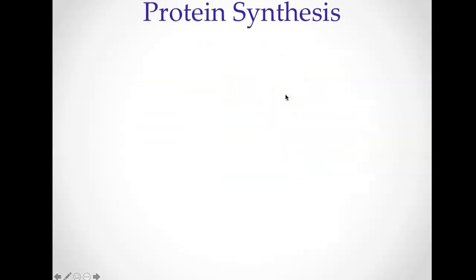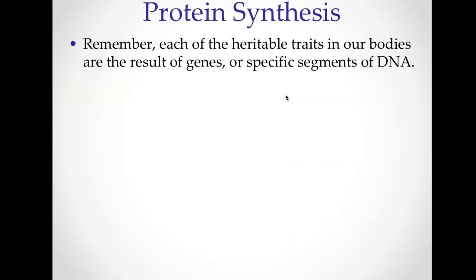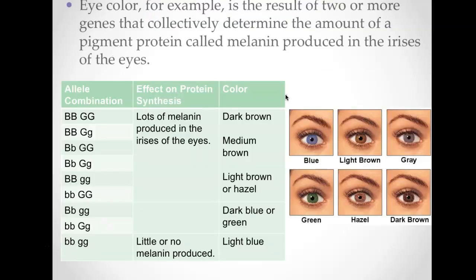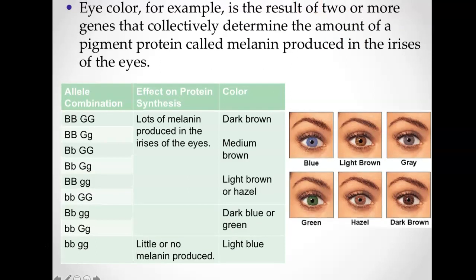So I'm going to go back over that because that's kind of confusing. I'm going to go through the steps though. So remember, each of the heritable traits in our bodies are the result of our genes or specific segments of DNA. So our traits are coded for by DNA. But is it the DNA itself that is causing your eye color? It's not. So we'll talk about eye color, for example.